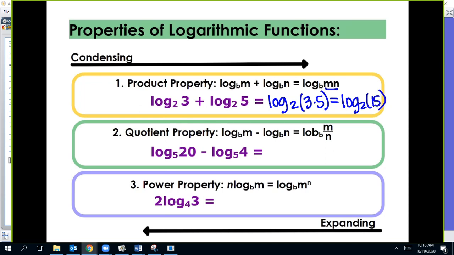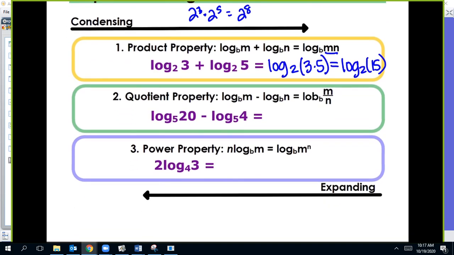This comes directly from exponents, how 2 to the 3rd times 2 to the 5th equals 2 to the 8th. So a times becomes a plus. That means a plus becomes a times. So they are inverses, and they work backwards and forwards. Next, quotient property is the same idea, but a minus becomes division. And so we're going to do log base 5 of 20 over 4, which is going to be log base 5 of 5. And we can rewrite that even as 1 if we want to.